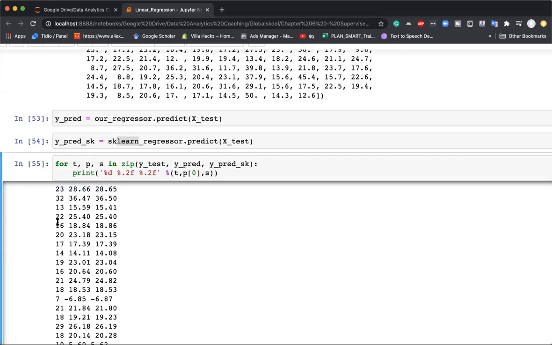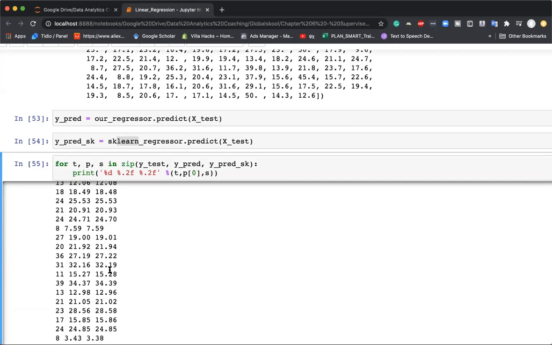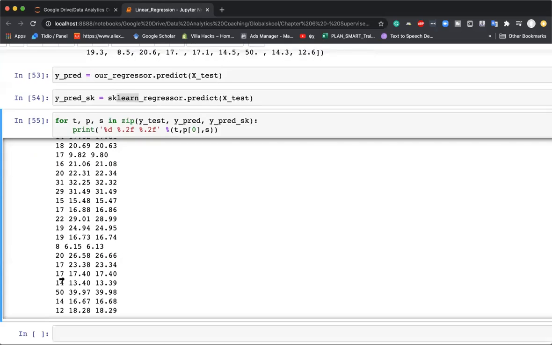If we look at multiple places, we see that we are not very close, but that is the best we can do with linear regression. In many of these cases, you see that we're actually not that far. So here 17, our model and scikit-learn, both of us predicted 17.37, very close to our data. Even here 14, we are predicting 14.11 and 14.08. So with this, we have implemented linear regression.